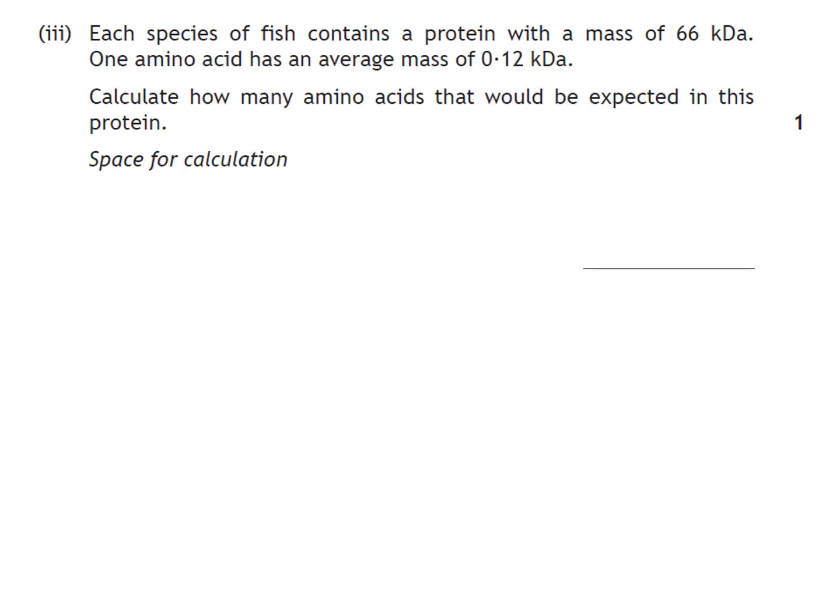Okay, a quick calculation. Each species of fish contains a protein with a mass of 66 kilodaltons. Each amino acid has an average mass of 0.12. Calculate how many amino acids would be expected to be in this protein. Not exactly a complex calculation. It's just that it's not stuff you would normally see. So our total is 66, and every amino acid is 0.12. So 66 divided by 0.12. Sorry, I typed in an extra 0. Gives me 550. That's it.